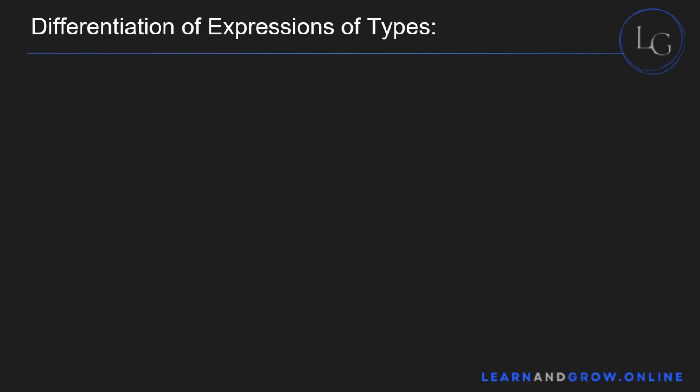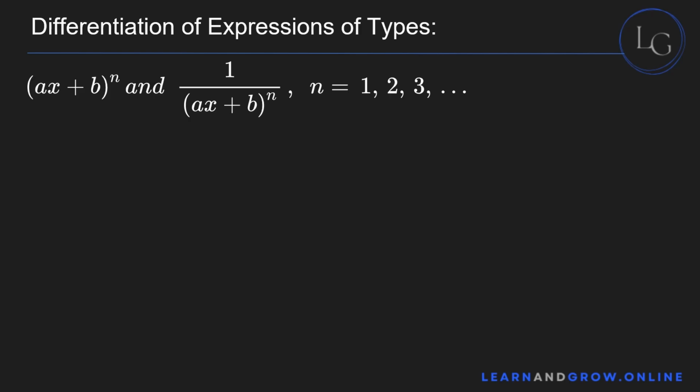So now let's discuss differentiation of expressions of types (ax + b)^n, so ax plus b whole to the power n, and 1 over (ax + b)^n. So we'll differentiate both of these, and n can be any natural number. So 1, 2, 3, 4, 5, 6 and so forth.